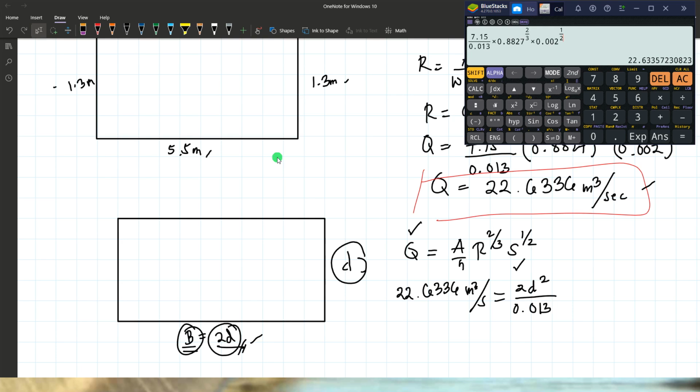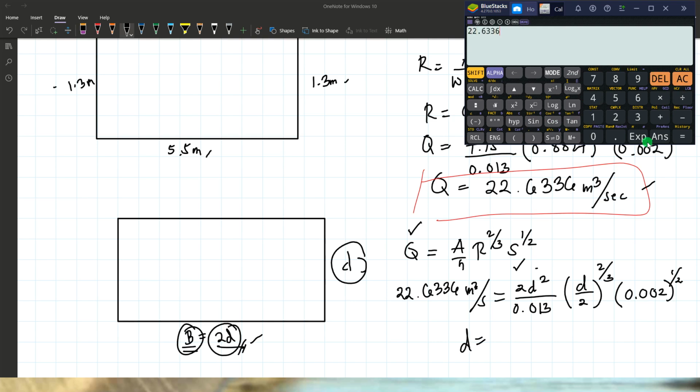0.013. Hydraulic radius: based on our lecture, the hydraulic radius of the most efficient section of a rectangular open channel should be D over 2. So that will be raised to 2/3. Then use the same slope of 0.002 raised to 1/2. So the unknown here is D, so I will directly solve D in this equation.